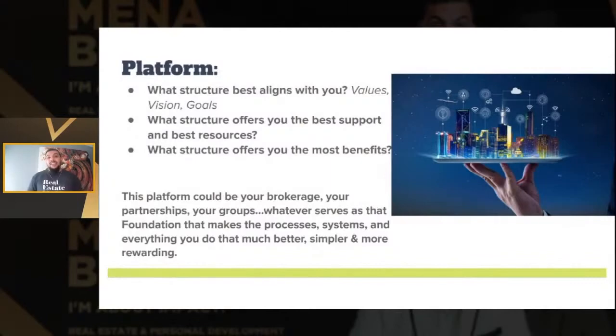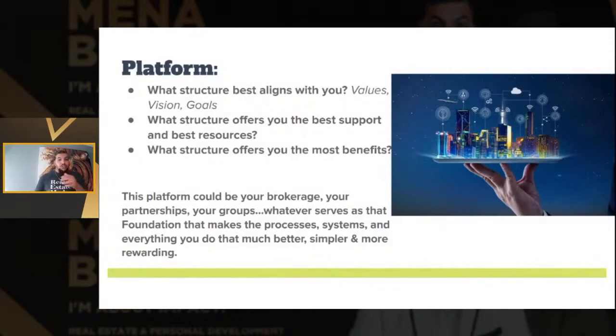And then the next thing here is the platform, right? The platform is like the structure. So you want to ask yourself, what structure best aligns with you? What structure best aligns with your values, with your vision, and with your goals? What structure offers you the best support and the best resources? What structure offers you the most benefits?